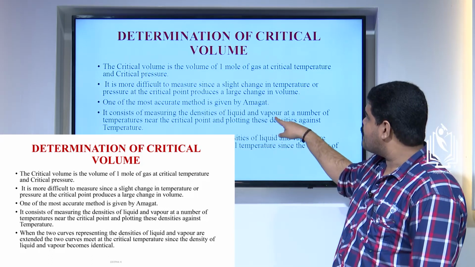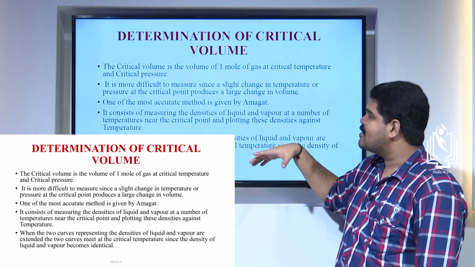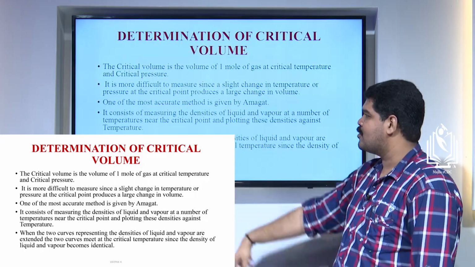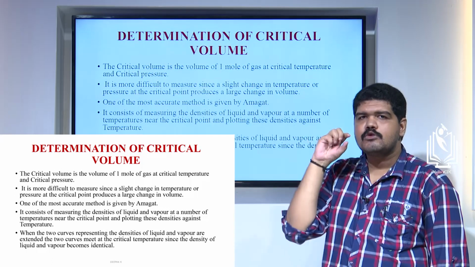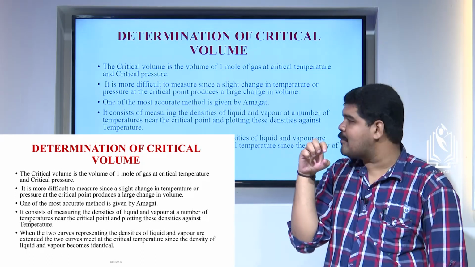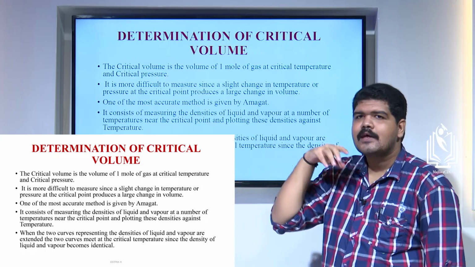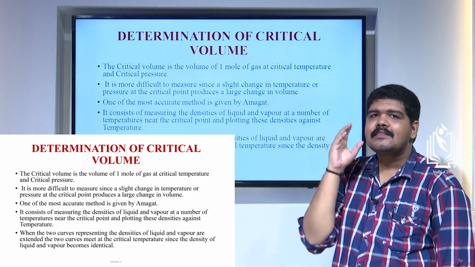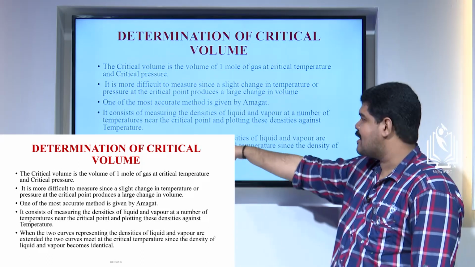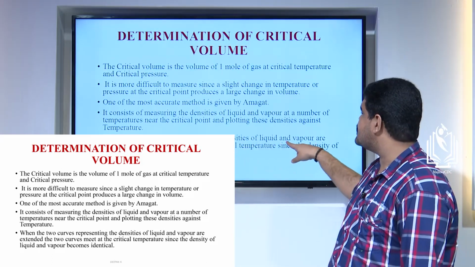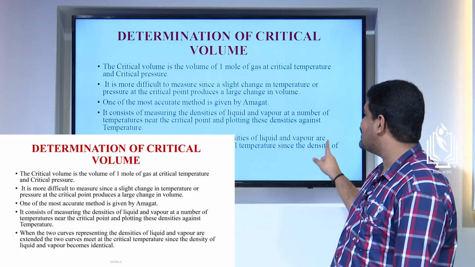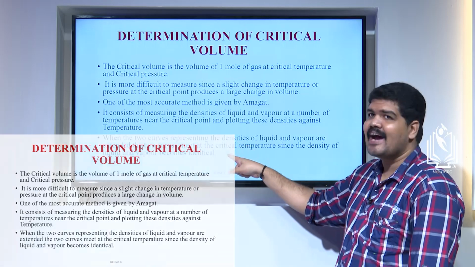And measure the densities of the liquid and vapor at these temperatures, and then you plot density against temperature. And when you do this, you will get two curves, one for gaseous carbon dioxide and one for liquid carbon dioxide. When these two curves are allowed to meet each other, that gives the corresponding critical density. That is, when the two curves representing the densities of liquid and vapor are extended, they meet at the critical temperature, since the density of the liquid and vapor becomes identical.